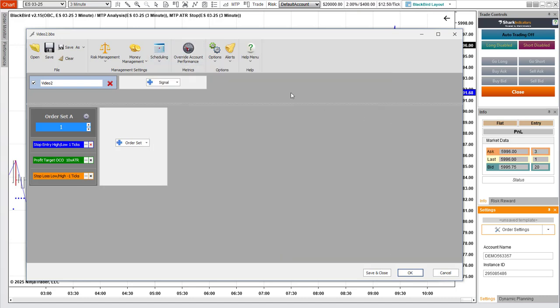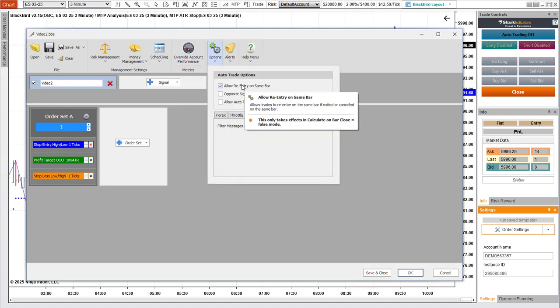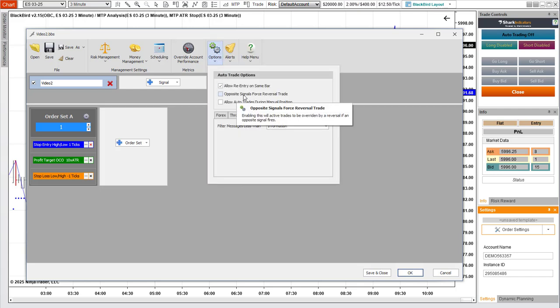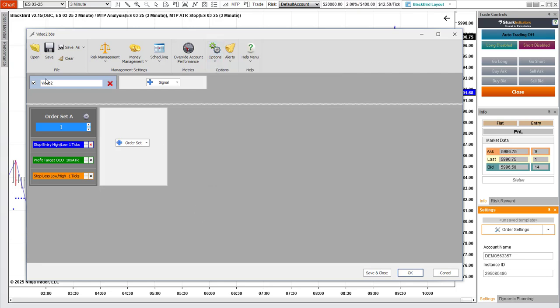Scheduling, we'll have a look at in another video. We don't need to look at this. Under options, you don't really need to allow re-entry on the same bar, because basically you're going to be triggered, but you can't allow that. You can also think about whether you want to have opposite signals force a reversal trade. I normally keep it that if you're in a trade, you just want to run with that trade and not force a reversal if you get an opposite signal. But again, that's for you to decide in your own back testing.